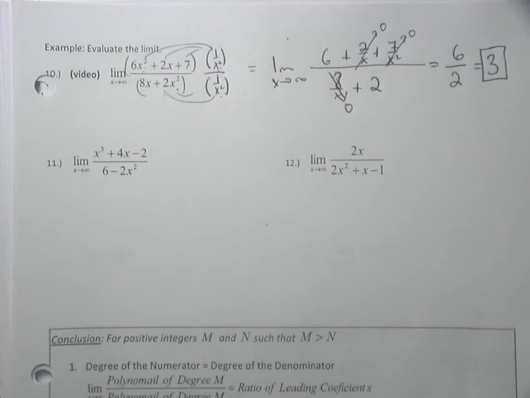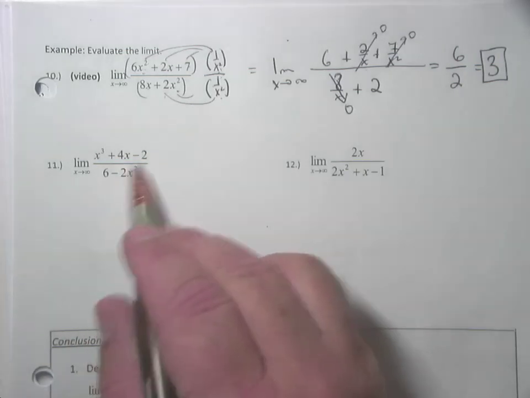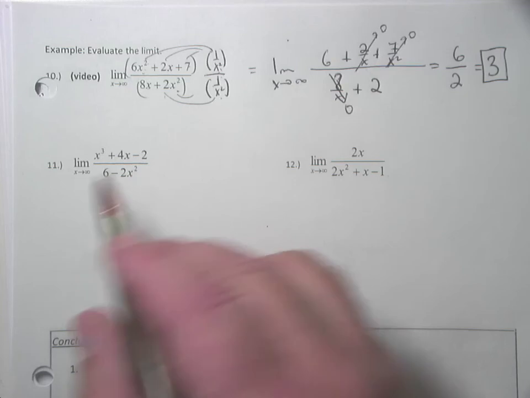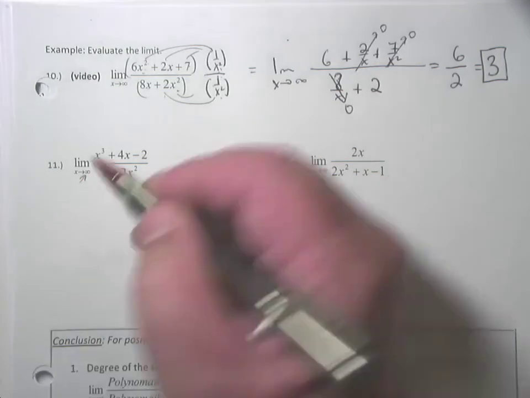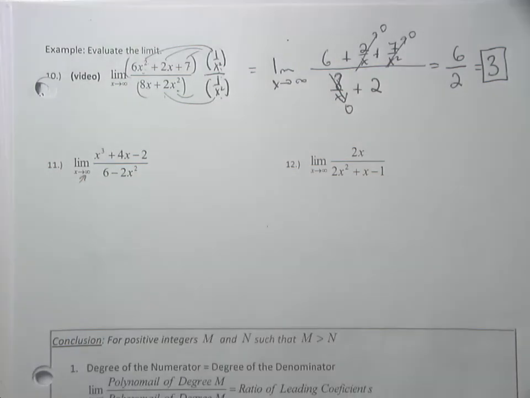But we got to see the work. I will show you how to look at it and tell what the answer is in just a second. Let's do these two problems here. Take the limit as x approaches infinity of x cubed plus 4x minus 2 over 6 minus 2x squared. This, once again, is a limit as x approaches infinity. Don't do this 1 over x to the degree of the denominator trick if you're doing a regular limit. Limit as x approaches 2 of x cubed plus 4x minus 2 over 6 minus 2x squared.